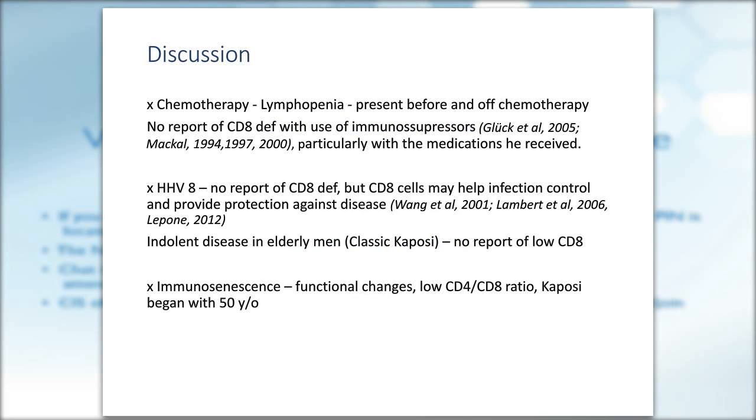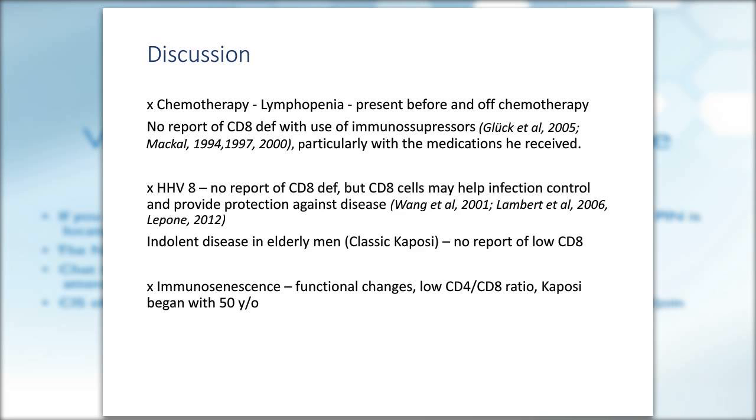Besides that, we haven't found reports of CD8 deficiency with immunosuppressors, particularly with the medications the patient received. So we rule out that. Then the patient apparently has a classic Kaposi sarcoma. That is a clinical condition that we already know evolves as an indolent disease in elderly adults without any immunodeficiency. However, in this case, the disease began at the age of 50. It's a little bit too early for the clinical condition. Besides that, we also didn't find CD8 deficiency reports in patients with classic Kaposi sarcoma. So it's not a good hypothesis.